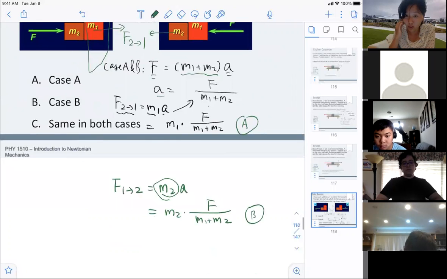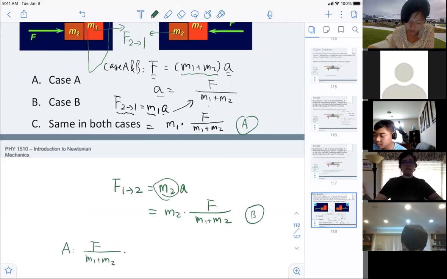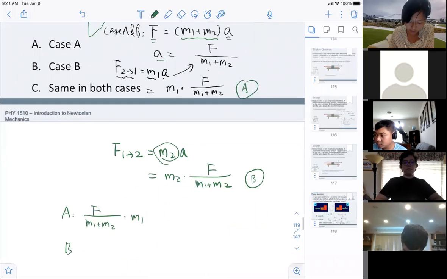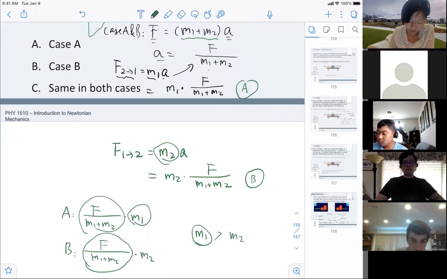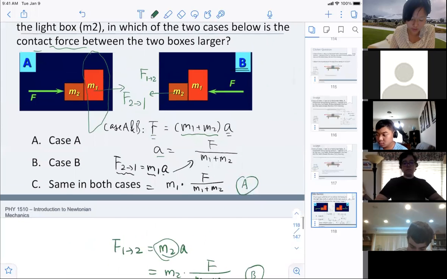You can see that they're not the same. Okay, case A, we have F over M1 plus M2 times M1. Case B, you have F over M1 plus M2 times M2. M1 and M2, M1 is bigger. This is the same for both. This is bigger. So case A is bigger, right? Which means the answer is A.